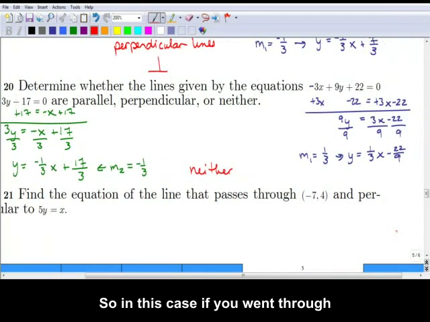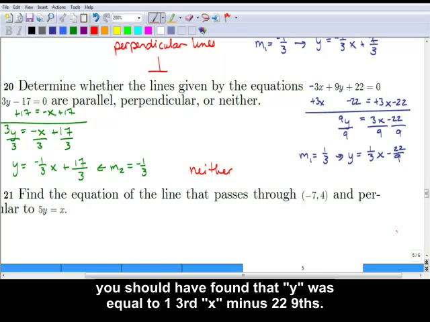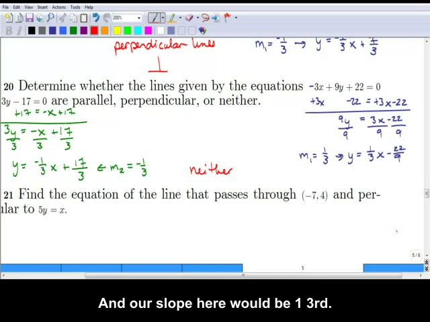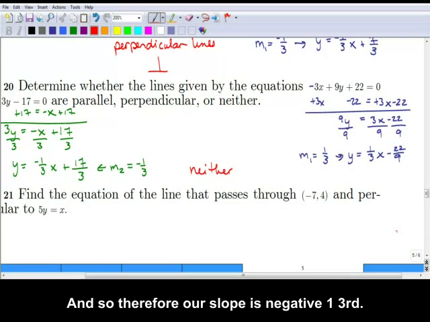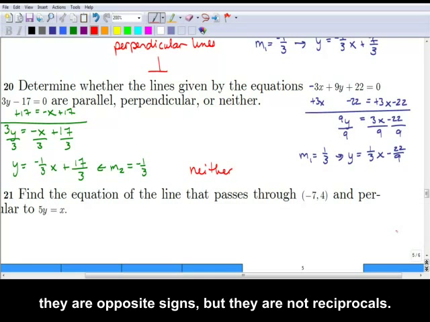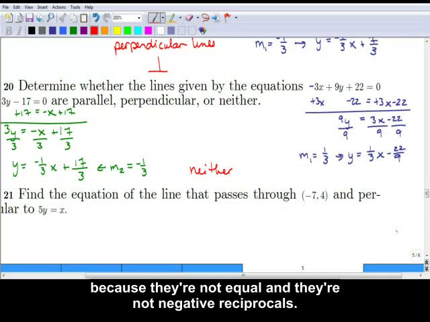So in this case, if you went through and solved the first equation in terms of slope-intercept form, you should have found that y was equal to 1/3 x minus 22/9, and our slope here would be 1/3. If you solve the other equation, you end up with y is equal to negative 1/3 x plus 17/3, and so therefore our slope is negative 1/3. If you compare negative 1/3 and 1/3, yes, they are opposite signs, but they are not reciprocals.